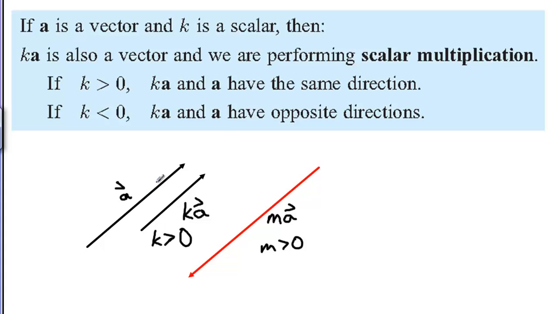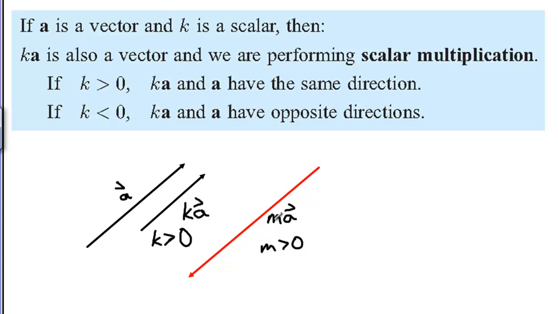Here's vector A, and I've multiplied it by some k greater than 0. It still is parallel, still has the same direction. It's got a different magnitude. k is less than 1 in this case, I can tell you that much right now. You can think about why that might be. But the key thing here is they're still parallel, and that's very key.